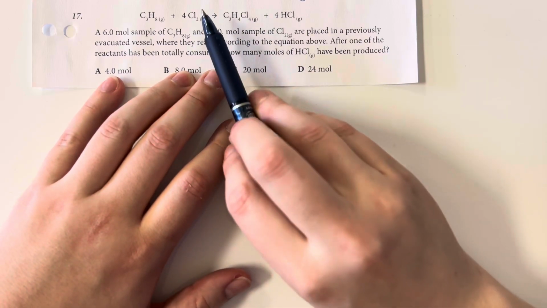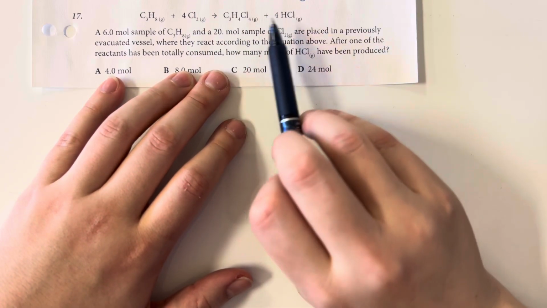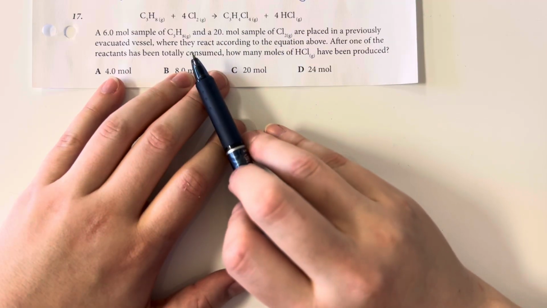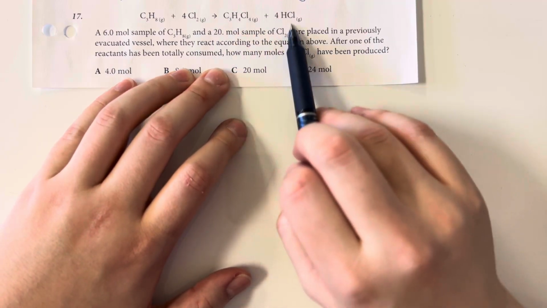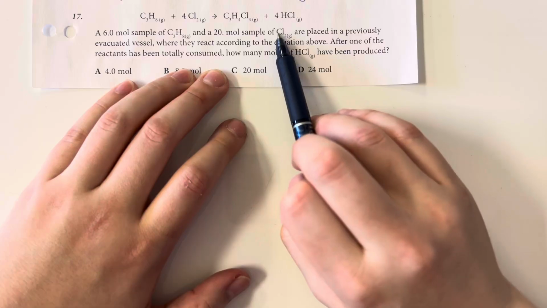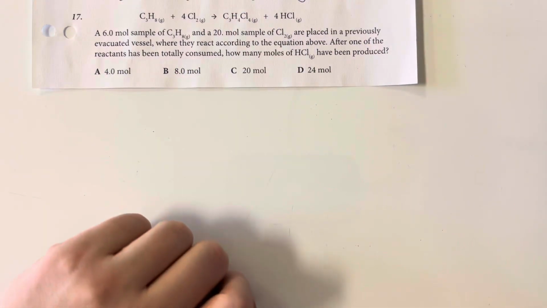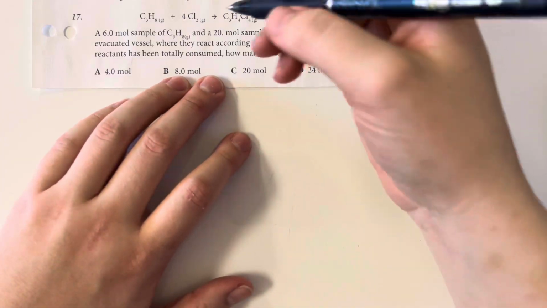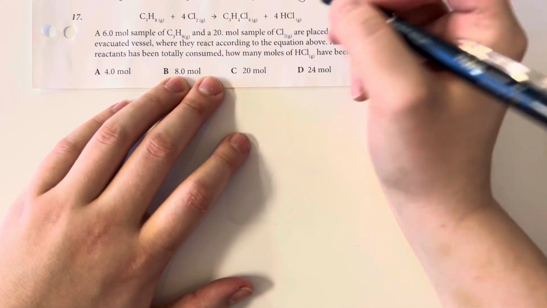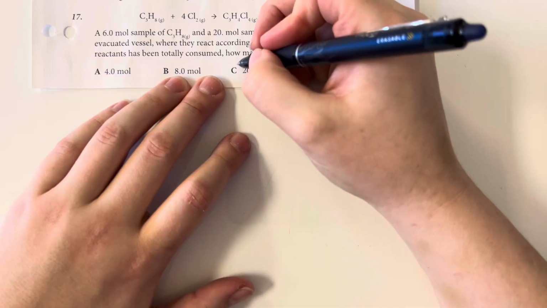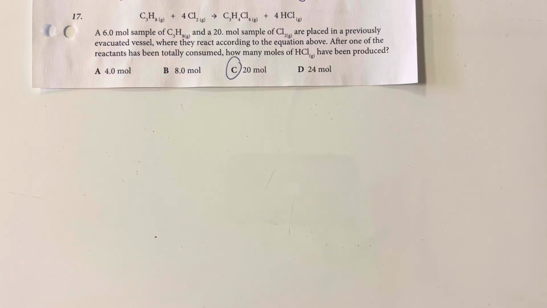Now, I see the relationship between chlorine and the hydrochloric acid is a 1-to-1 relationship, and so if I completely react all of the chlorine, then I am going to get the same amount of hydrochloric acid coming out. So since I put in 20 moles of chlorine, I should get out 20 moles of hydrochloric acid.